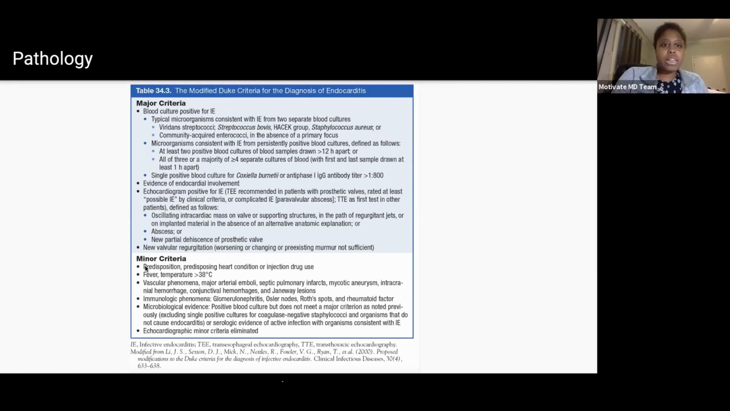And then you would also expect to hear a new valvular regurgitation, which is what I heard when I talked about that murmur I heard on him. He had an aortic regurgitation, which was new and had never been documented. So he had 2 major criteria, but he also had some of the minor criteria, such as IV drug use. He had a fever. That was it. He didn't have any of the other immunological phenomena.